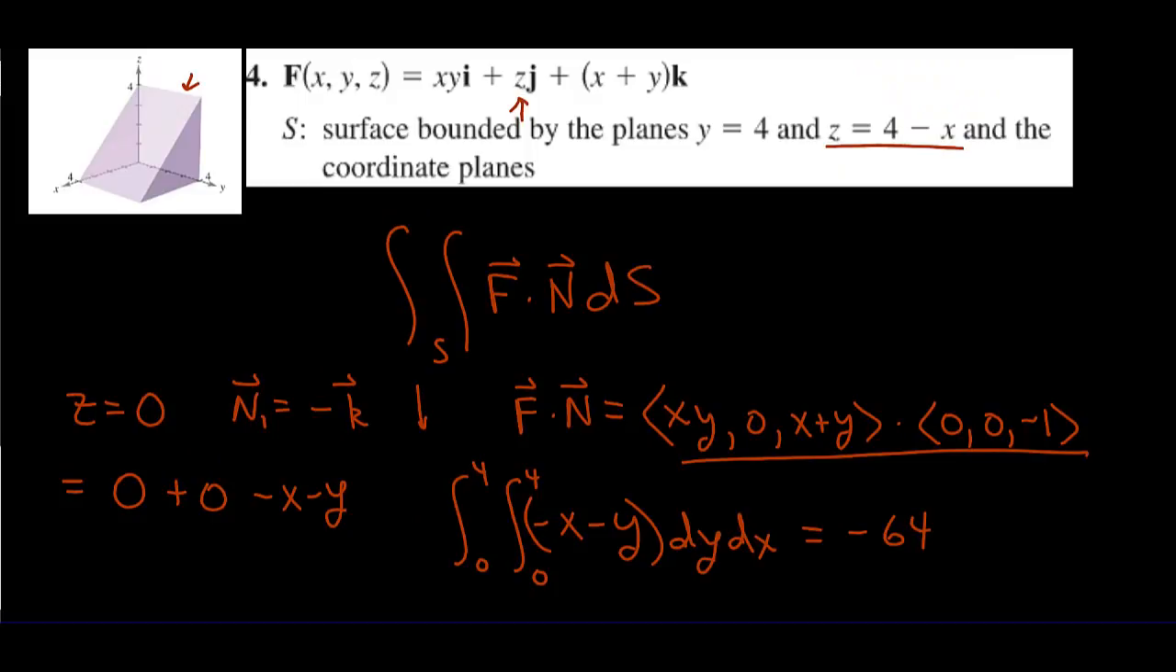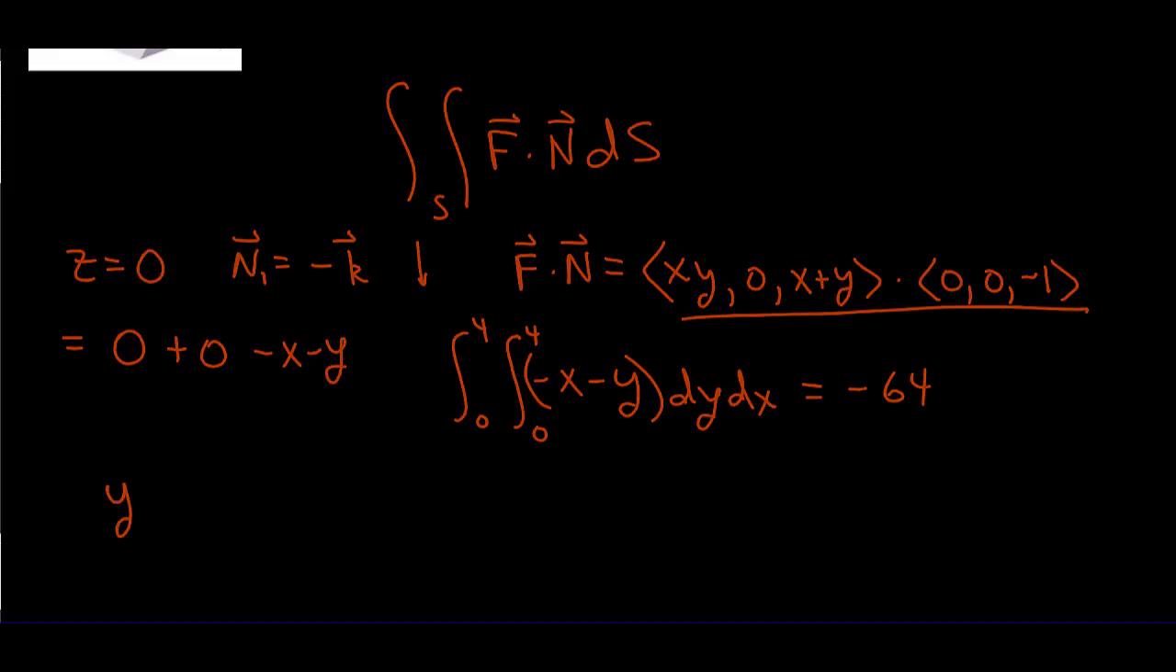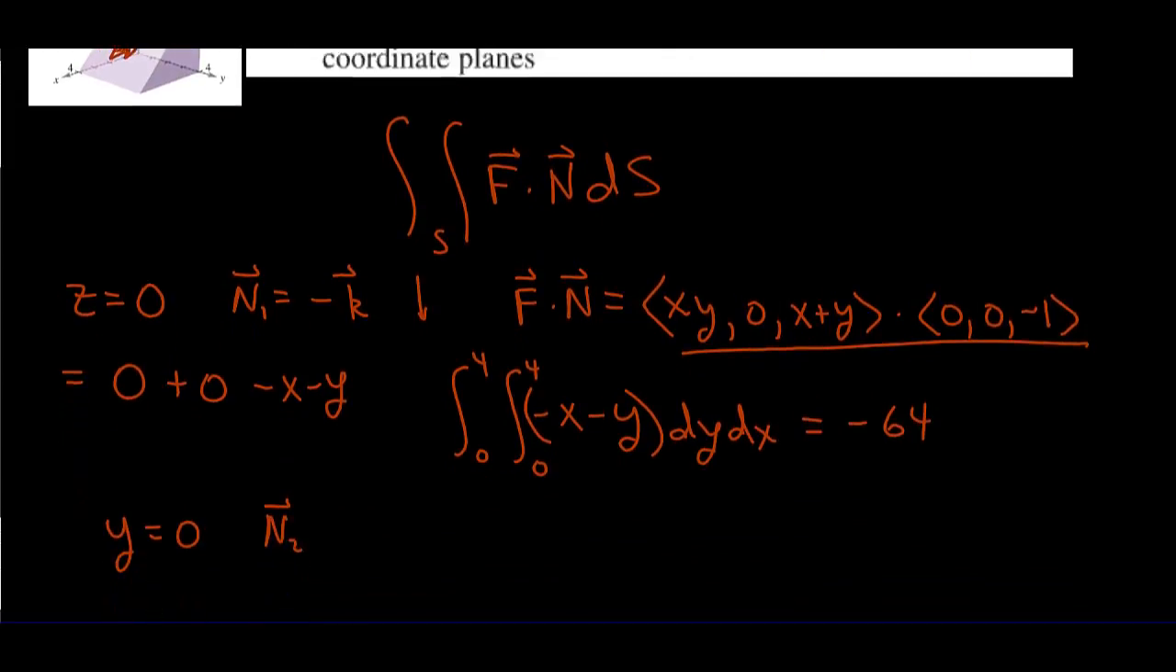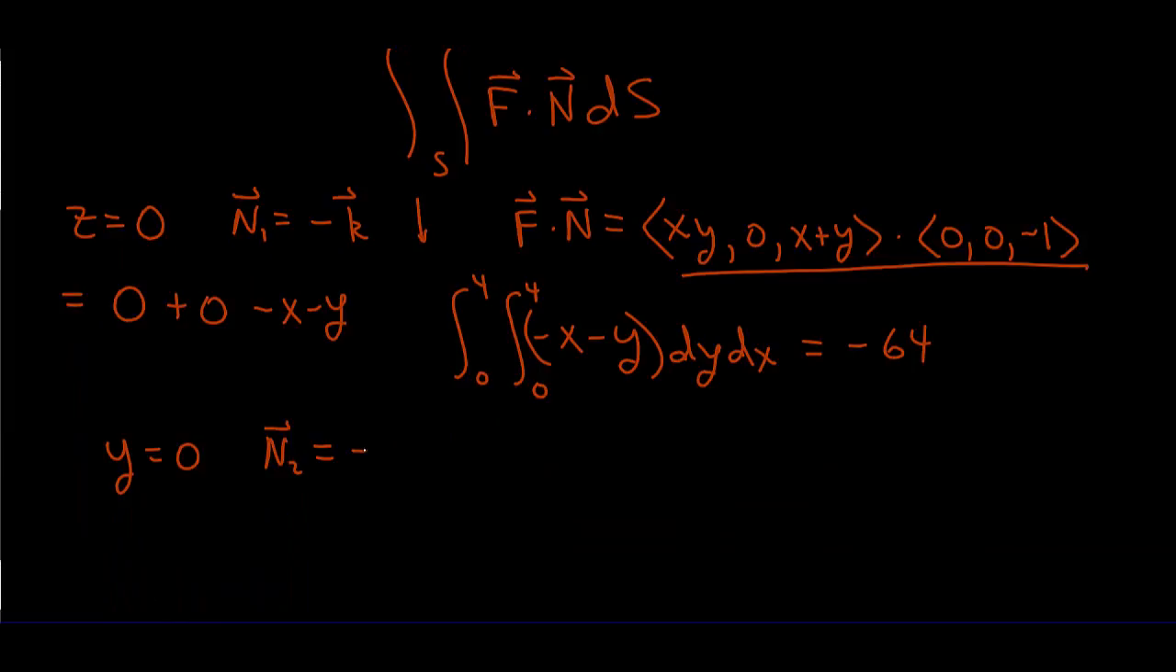This one we had z equals 0. Why don't we let y equal 0 for the next one? And we will then consider the normal vector for the second one. So if y equals 0, you can look at this closed surface here, and you can see if y equals 0, we're back here on this thing. Then the vector going away is going to point in the negative y direction. So it looks like this is going to be negative j.